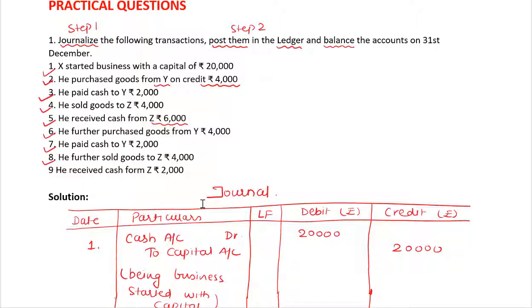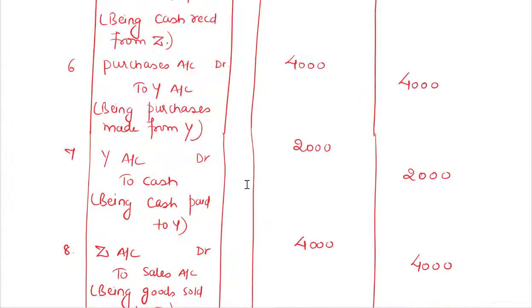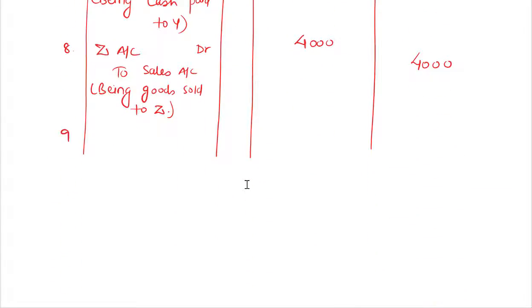He received cash from Z, that is 2,000. Debit what comes in, so cash account debited. Credit the giver. Who is the giver? Z is the giver, 2,000.